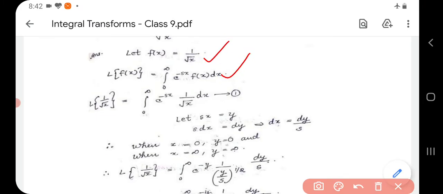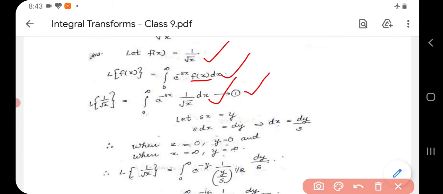Function formula: in place of f of x, write 1 by root x. Make a substitution, that is, let sx equal y. So s dx will be dy, or dx equals dy by s. When x equals 0, y is 0. When x equals infinity, y equals infinity. Now make those substitutions in equation 1.